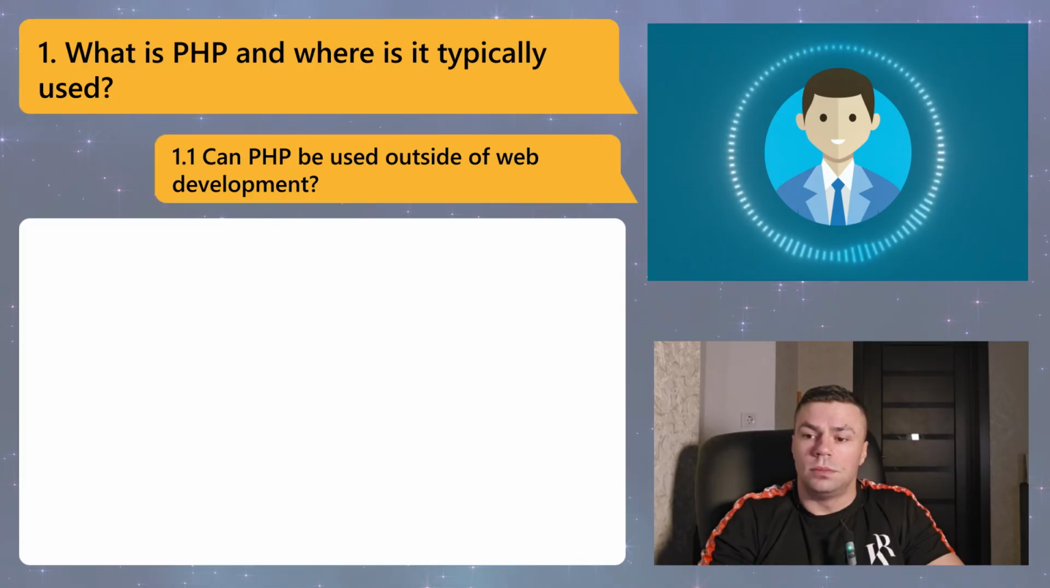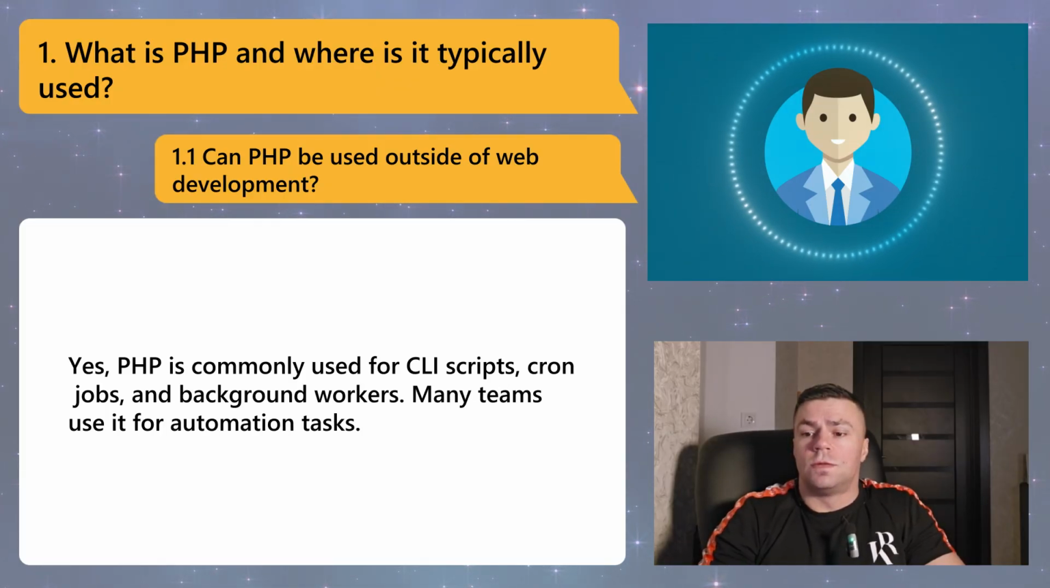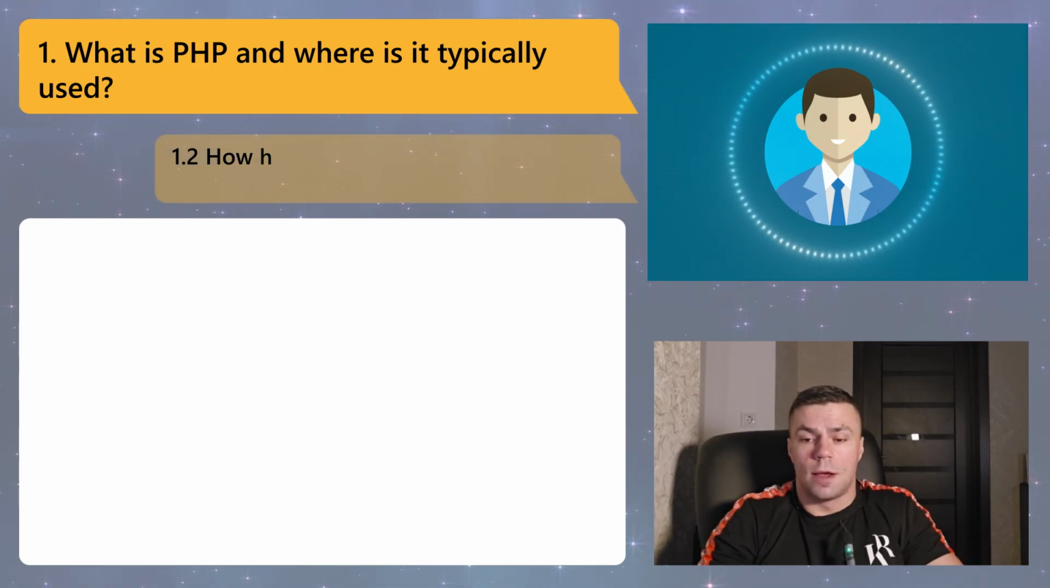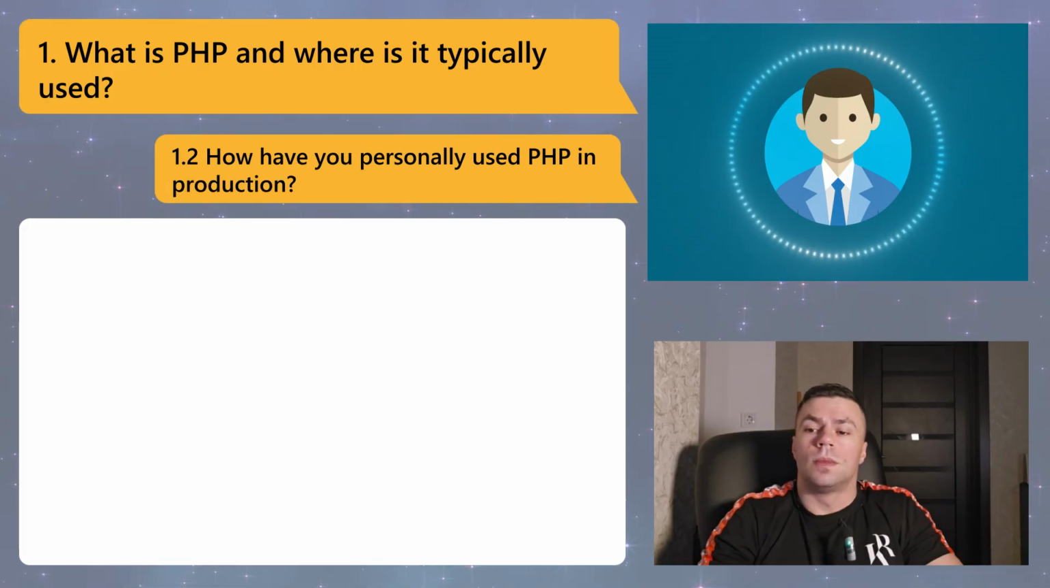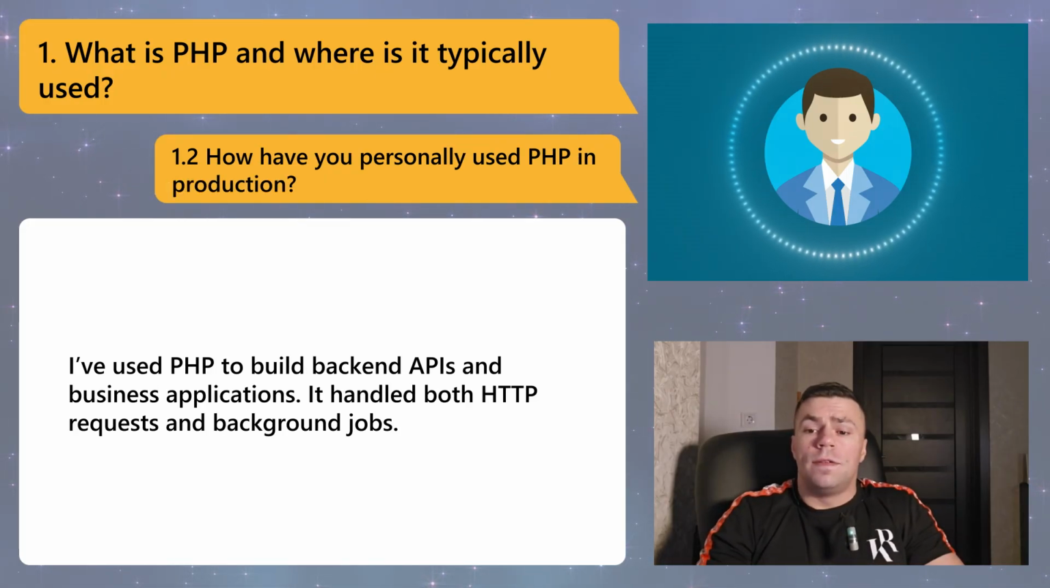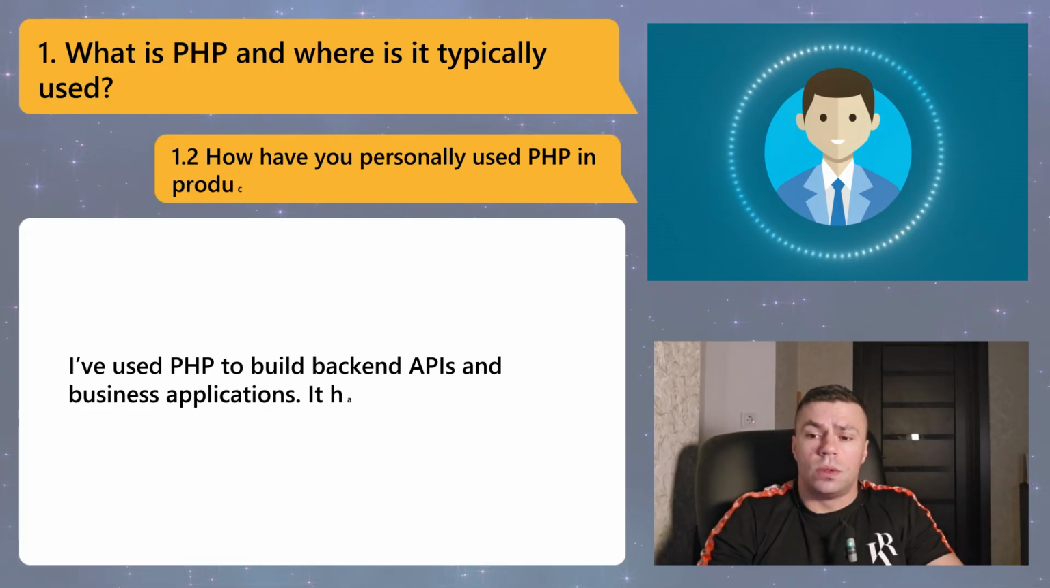Can PHP be used outside of web development? Yes, PHP is commonly used for CLI scripts, cron jobs, and background workers. Many teams use it for automation tasks. How have you personally used PHP in production? I've used PHP to build backend APIs and business applications. It handles both HTTP requests and background jobs.